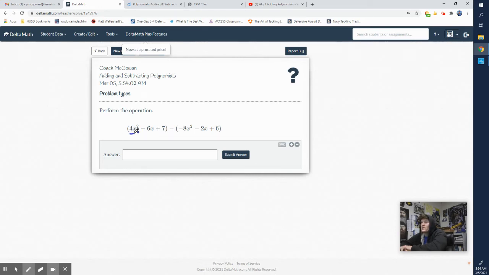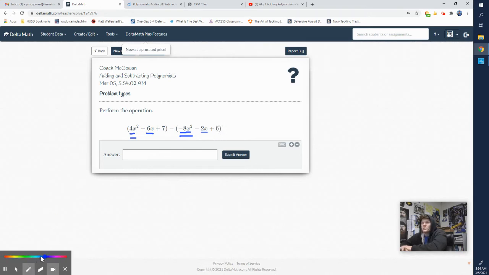4x squared, okay, that's twice, right? Exponent of 2, 2 underlines. 6x has an exponent of 1, so underline once. 7's no variable, no underline. Negative 8x squared has an exponent of 2, so 2 underlines. Negative 2x has an x with an invisible 1 exponent, so 1 underline. And then my constant again, so no underline.